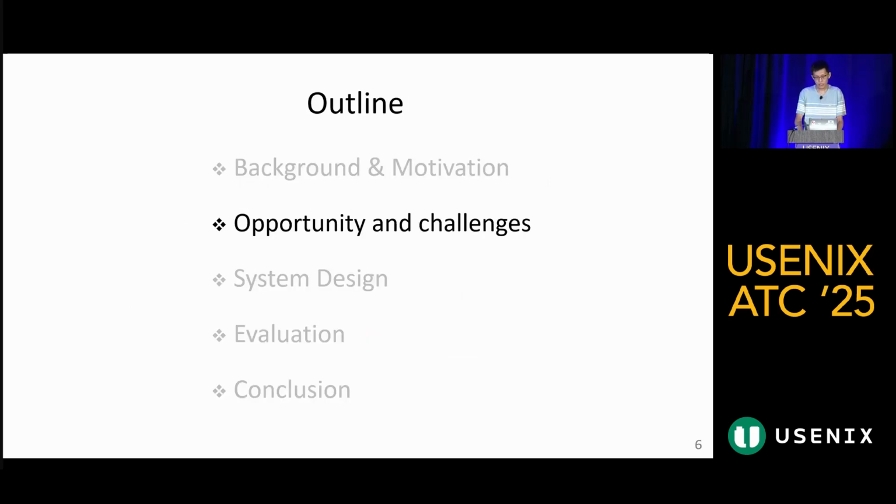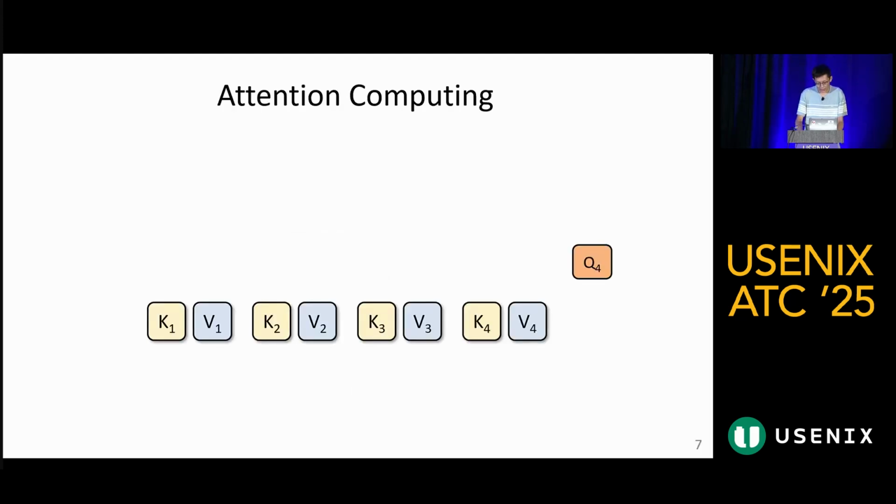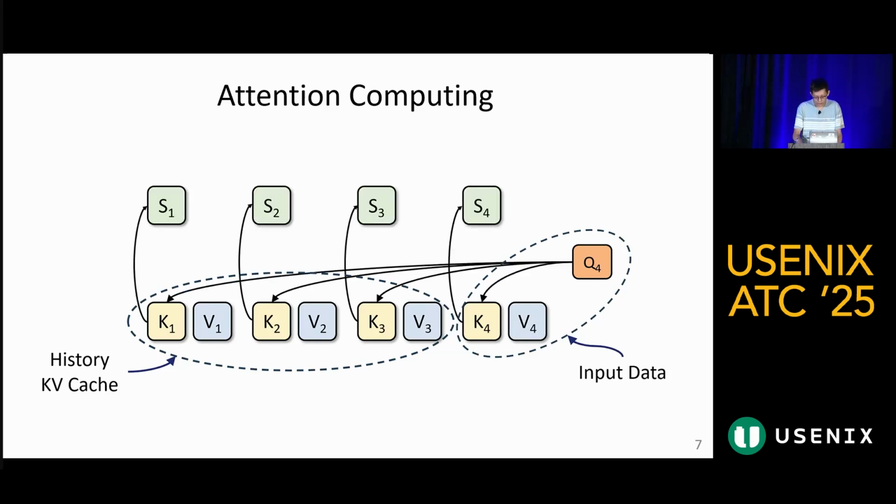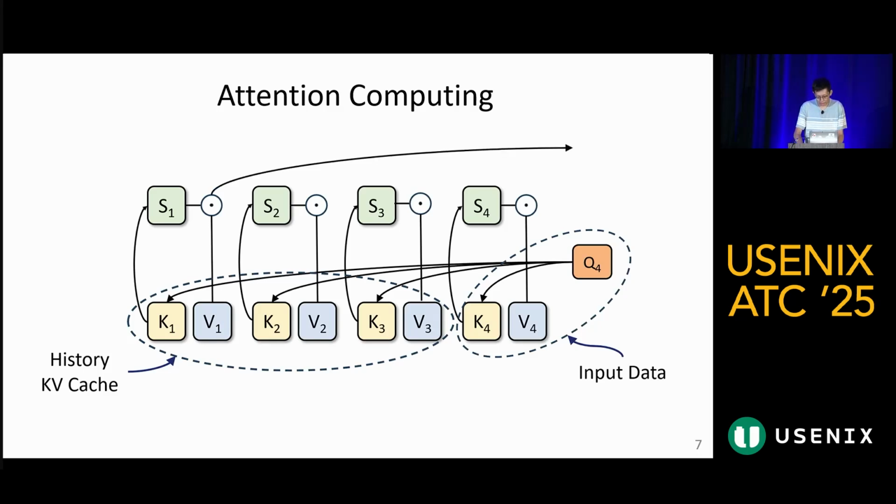Next, I'll introduce the opportunities and challenges for multi-LLM serving. Let's first review the computation process of attention. In attention computation, the QKV of the current token is the input. The Q is first multiplied with the history KV cache to get the attention score. The attention score is then used in a dot product with the V vector to produce the final output. So, in decode attention, only the QKVO vectors of the new token are needed.